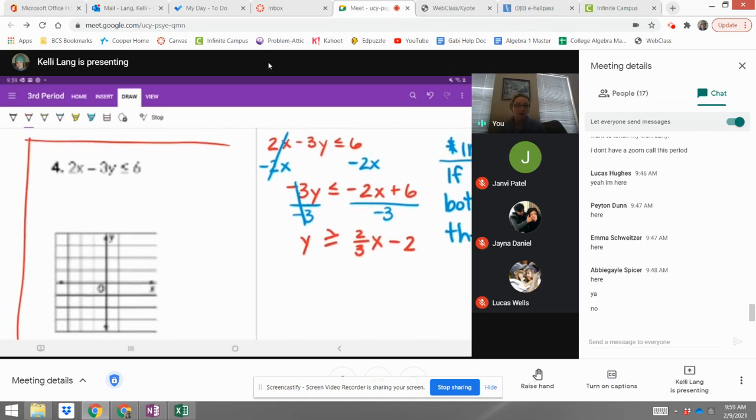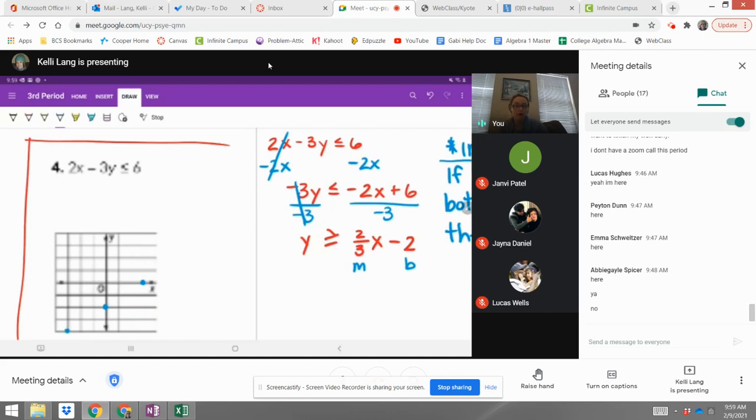So now that we have our equation written in mx plus b form, it's pretty easy to find the m and to find the b. We're going to use that to draw our boundary line, starting with our b, which is -2. That's our y-intercept. And then our slope is +2 over 3. So our rise over run is 2 over 3, up 2, right 3. And I can take that pattern in the other direction as well.